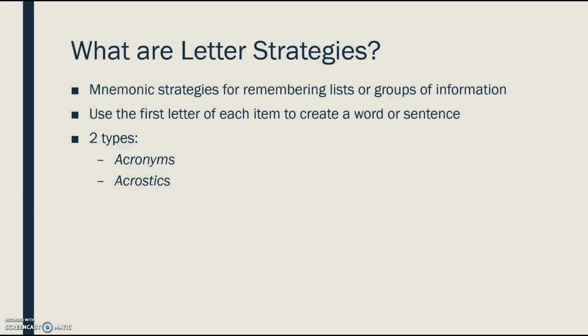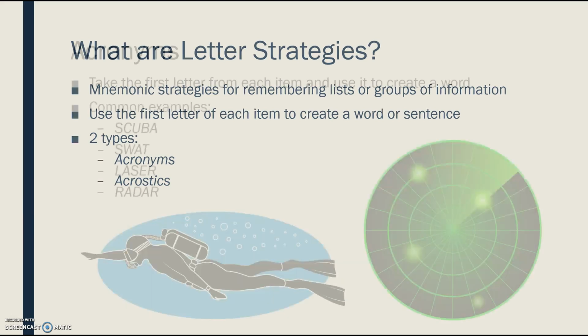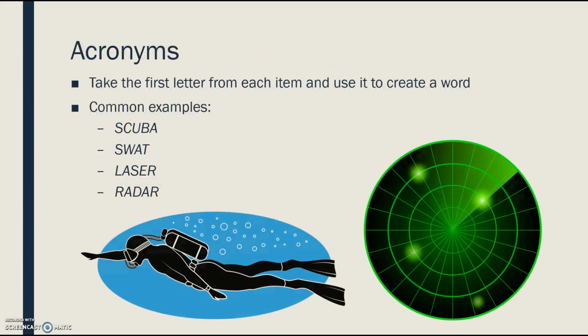They are, as we just read in the quote, mnemonic strategies for remembering lists or groups of information under the same topic. For both of these strategies we're going to look at today, they use the first letter from each item in a group to create a word or a sentence. The two types of strategies we're looking at today are acronyms and acrostics. So let's start by taking a look at acronyms.